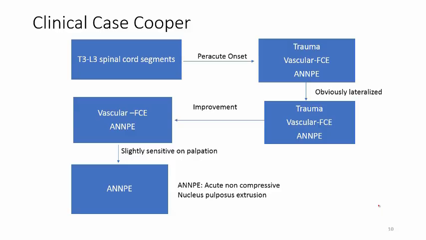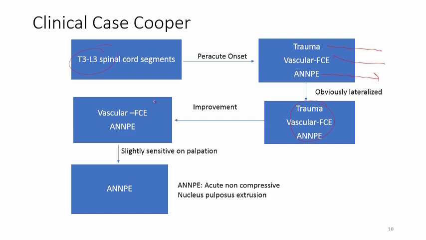So let's see what the clinical reasoning of this is. I localized this to a T3 to L3 spinal segment. I know that the onset was peracute, so there are only a few things that are going to cause this. Trauma: was he hit by a car? No. Vascular, FCE, maybe. And ANNPE, which we'll talk about how this works. Obviously lateralized, so it's still the same three. But this dog spontaneously improved.